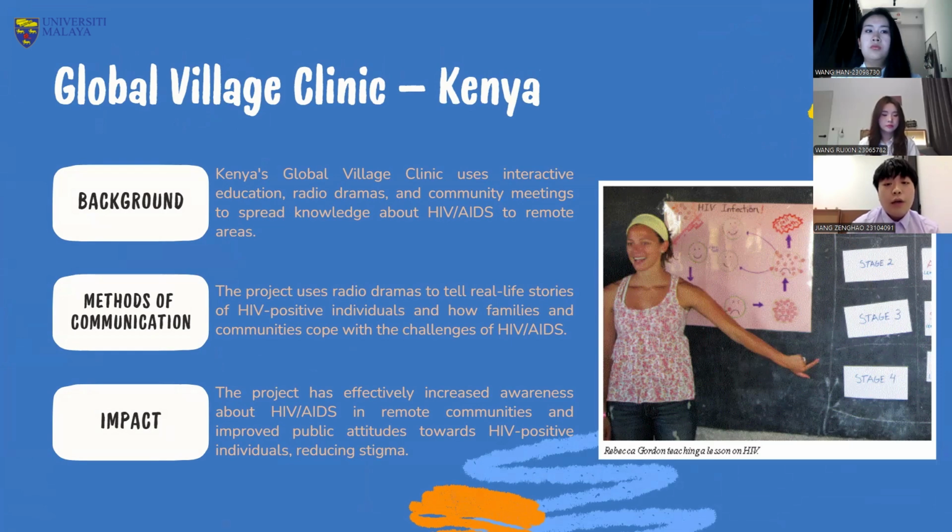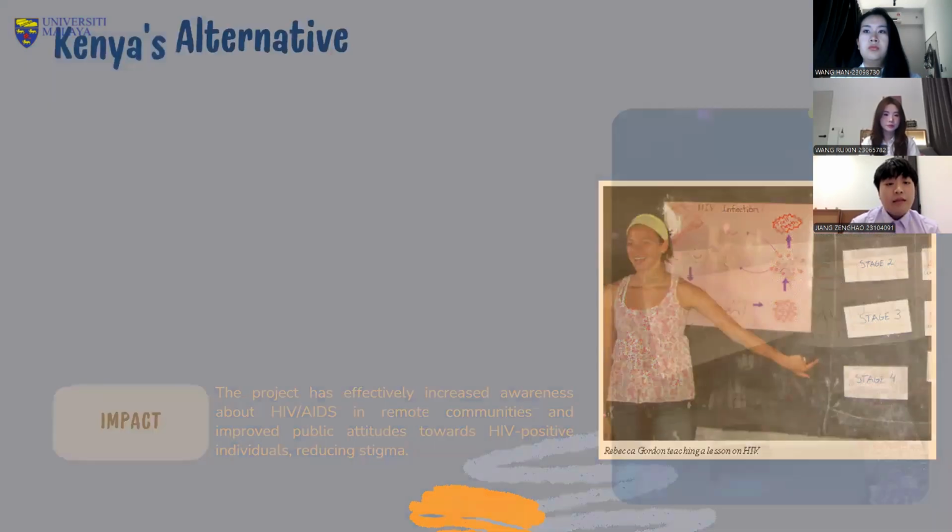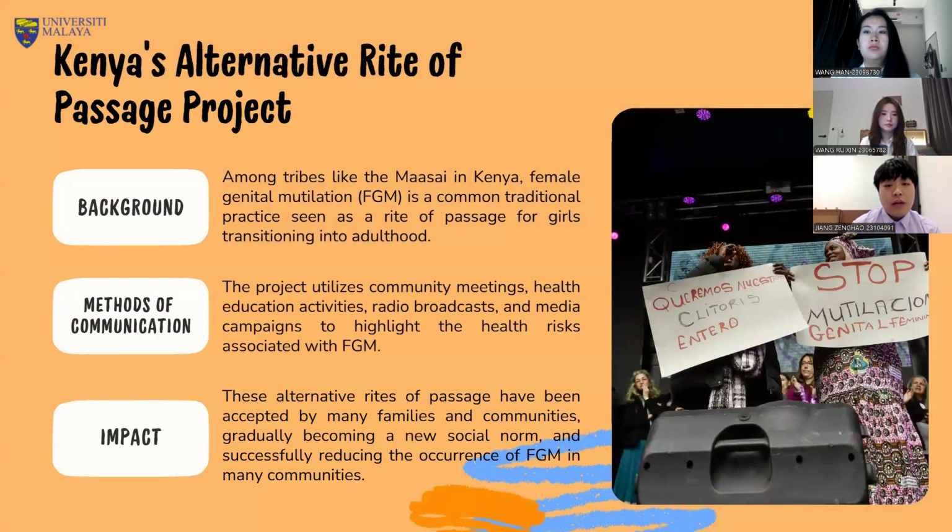Its goal is to help people in these areas understand how to prevent and treat these diseases by using messages that fit their cultures. Next page, please. The second one is Kenya's alternative rite of passage. In some tribes, female genital mutilation is a common tradition. Some organizations such as Amref Health Africa have already created projects, offering communities a way to celebrate coming of age without cutting. Those groups use science to explain the health risks of cutting and try to change it. Next page, please.